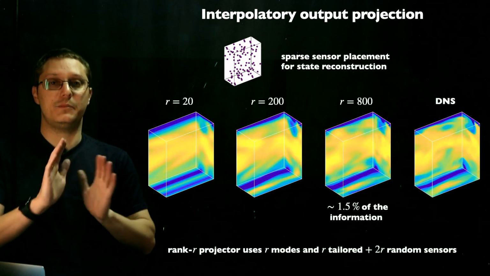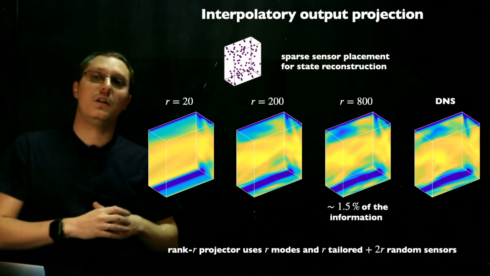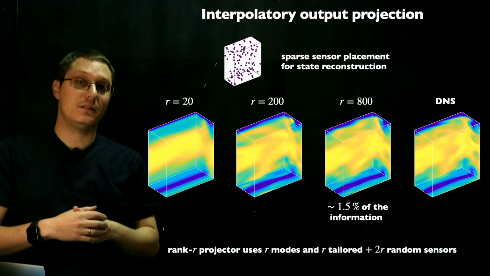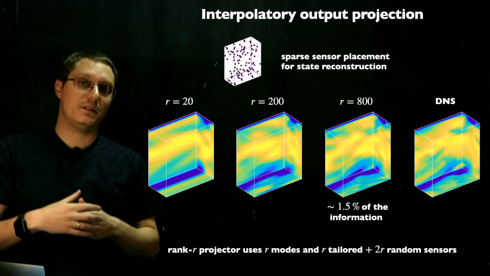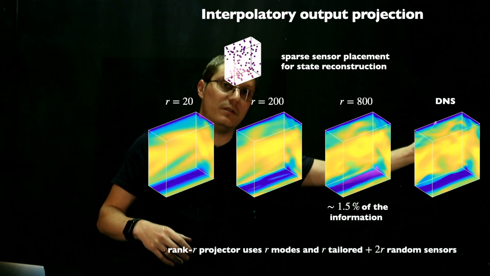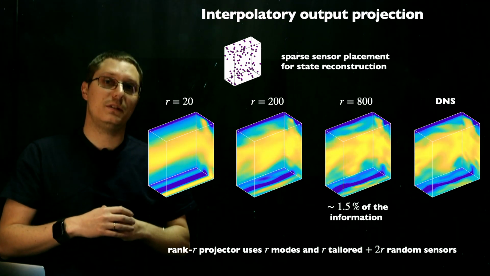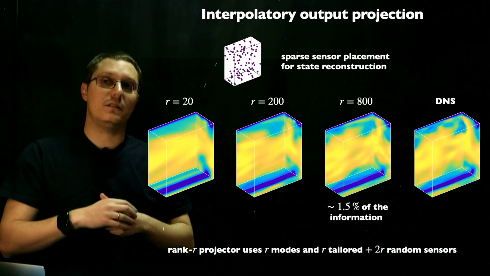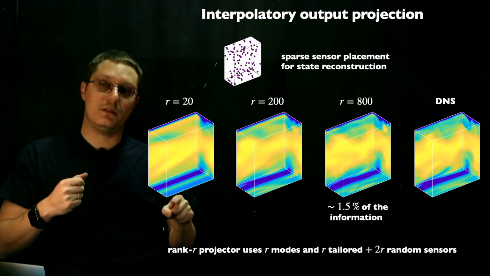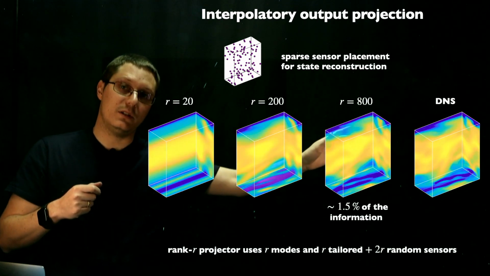Okay, and the last example that I will be showing here is this interpolatory output projection now. So we're looking at the output projection, and this is a turbulent flow in a minimal channel. This is the smallest channel that exhibits turbulent flow at Re tau 180. So we have these direct numerical simulations here. And what we're trying to do is, just from a few measurements of the velocity field, reconstruct the full velocity fluctuation field. Okay, and I'm showing the results here with a rank R projection, so with the rank 20 projection, 200, and 800.